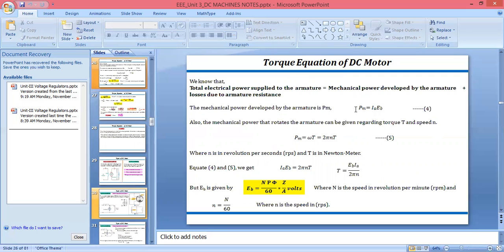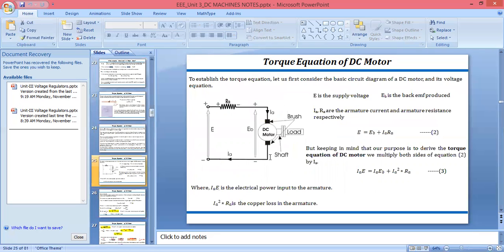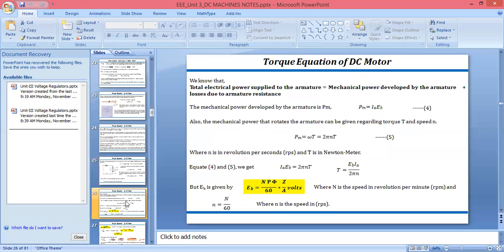What we can do is equate these equations. The equation we got from the circuit diagram: Ia into V equals Ia Eb plus Ia square Ra. You can rearrange and simplify that equation, and you will get Pm equal to Ia into Eb. But we know mechanical power equals angular speed into torque. So you can equate these two equations. At that time, you will get torque equal to Eb Ia upon 2 pi n. On that equation, you are supposed to calculate the numericals.